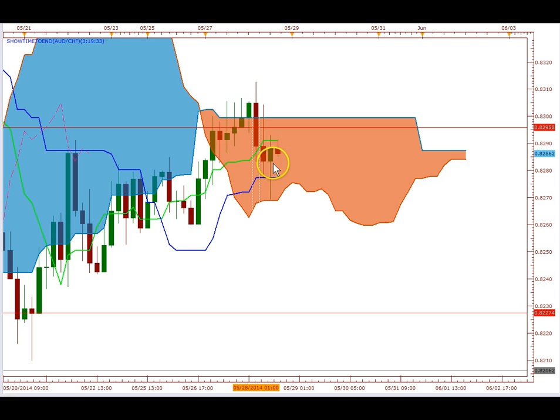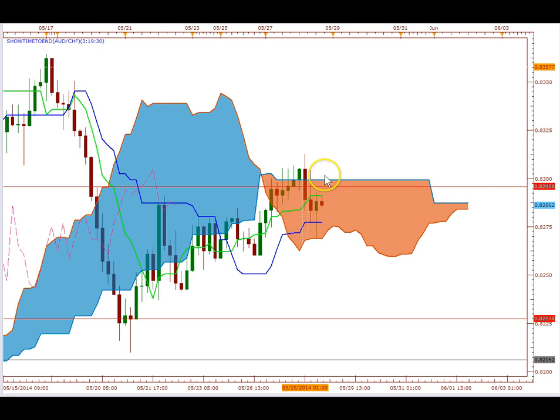These are all bullish signals. All right, but we want to wait until price can get above that cloud and get all of our signals for the Ichimoku system telling us that this is a go. All right, so that's what we're looking at there.